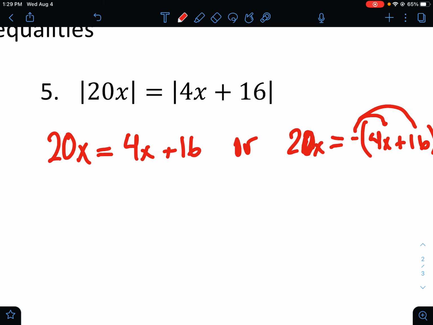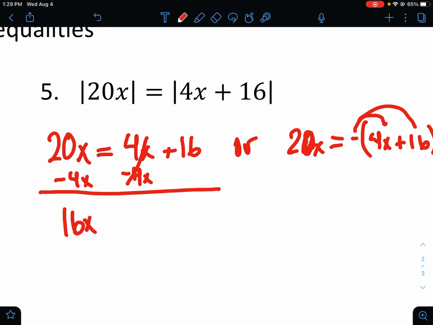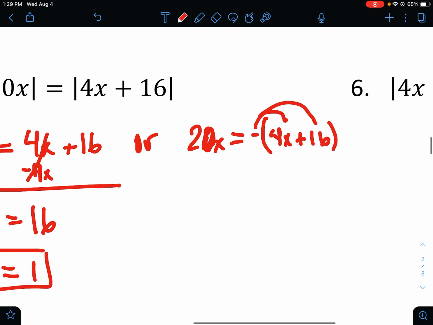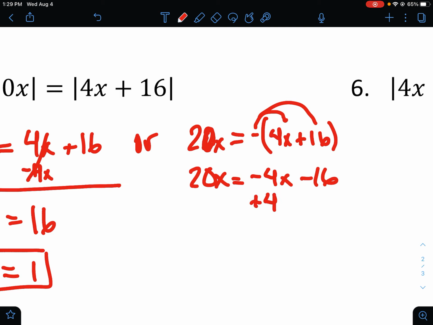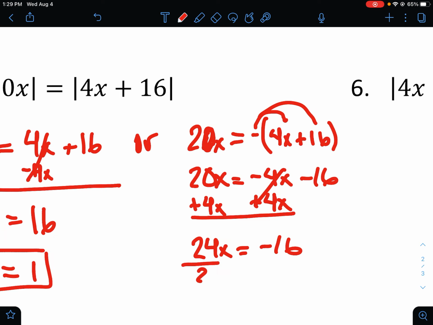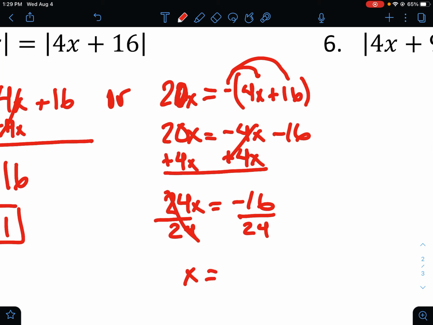On the left-hand side here, I'll just solve for x. When I subtract 4x to the other side, I get 16x equals 16. Okay, well, that's pretty easy. x equals 1. On this side, I have to distribute that, so I get 20x equals negative 4x and negative 16. Now I actually have to add 4x. So I get 24x equals negative 16, divide by 24. And so I get x is negative 16 over 24, or you could reduce that to negative 2/3.